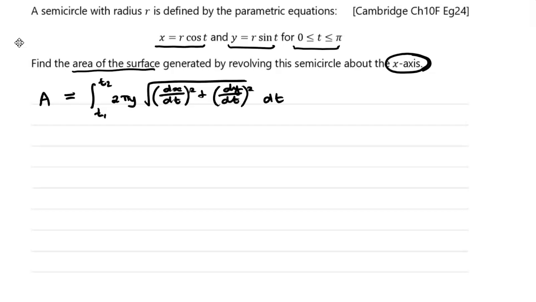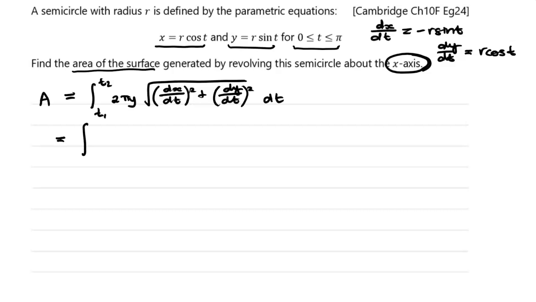Okay, so we have that in this form. For this, we're going to need to know dx/dt and dy/dt, so perhaps we do that just up here. dx/dt: cos goes to negative sine, so that would be negative r sin t, and dy/dt: sine goes to positive cos, so that's going to be r cos t. Great, we're now ready to substitute.